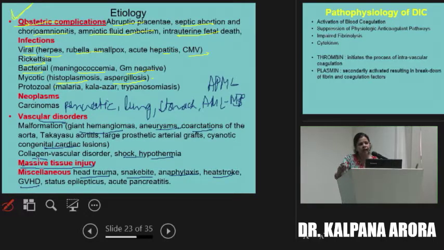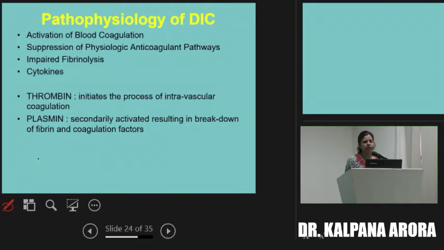They cause DIC because all of these release certain things which cause endothelial injury. What happens in this? There is activation of blood coagulation and impaired fibrinolysis. The thrombin initiates the process of intravascular coagulation, and the secondarily activated plasmin results in the breakdown of fibrin and the coagulation factors. Okay? So in this, what happens?